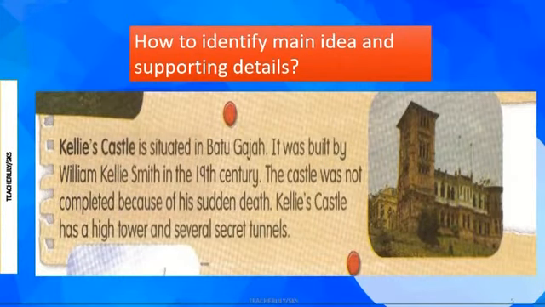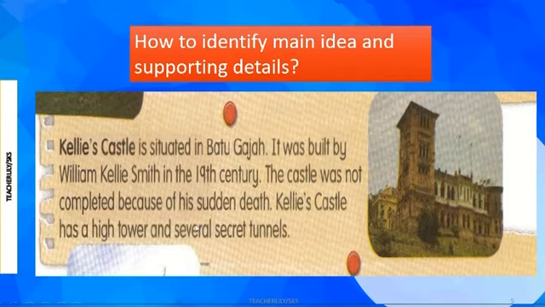Now let us look at this passage that I've taken from your textbook on page 44. How do we identify the main idea and supporting details from this short passage? Okay, let us read together first. Kelly's castle is situated in Batu Gajah. It was built by William Kelly Smith in the 19th century. The castle was not completed because of his sudden death. Kelly's castle has a high tower and several secret tunnels.